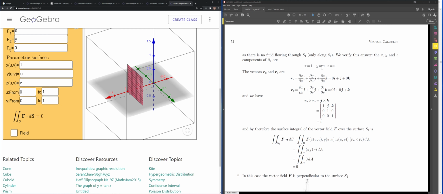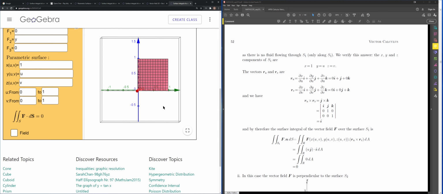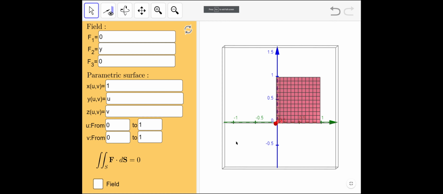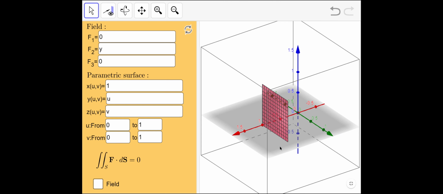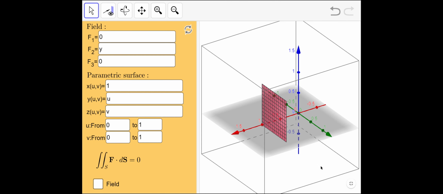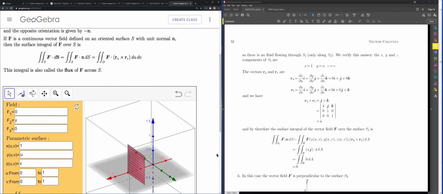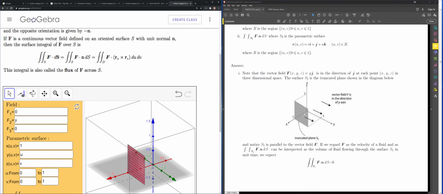y is equal to u, but u lies between 0 and 1, and z lies between 0 and 1. Okay, so what that gives me is the part of the plane where y lies between 0 and 1, and z lies between 0 and 1. So this is my truncated plane here, and that agrees with what I have in my diagram here.